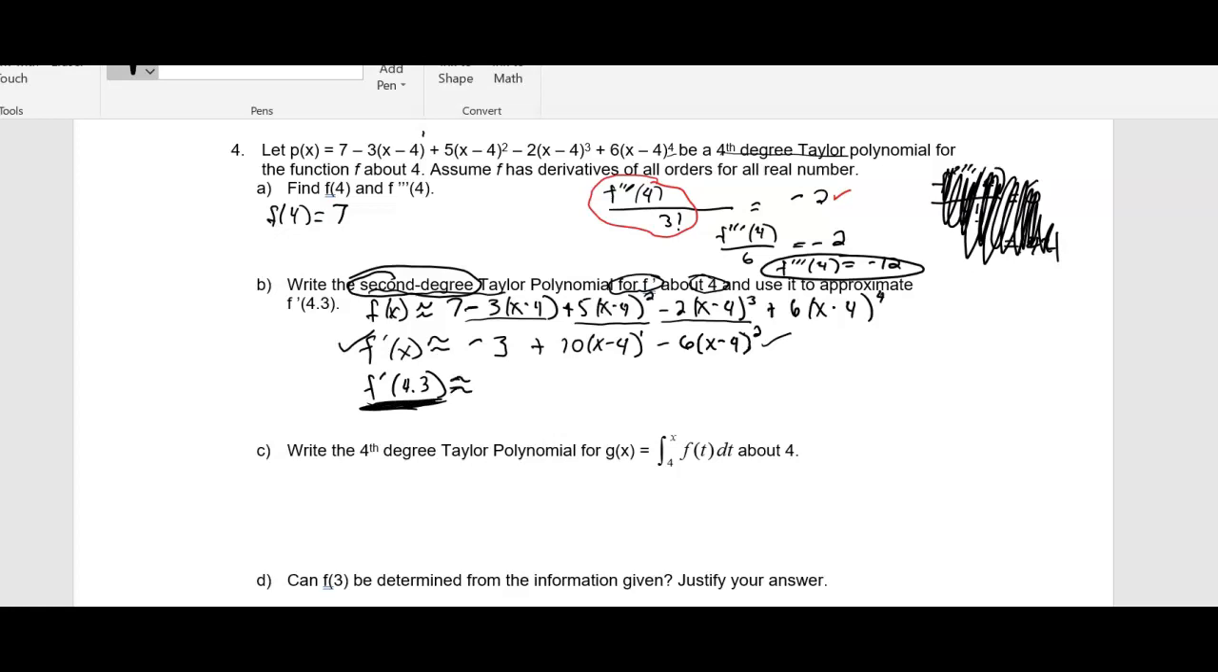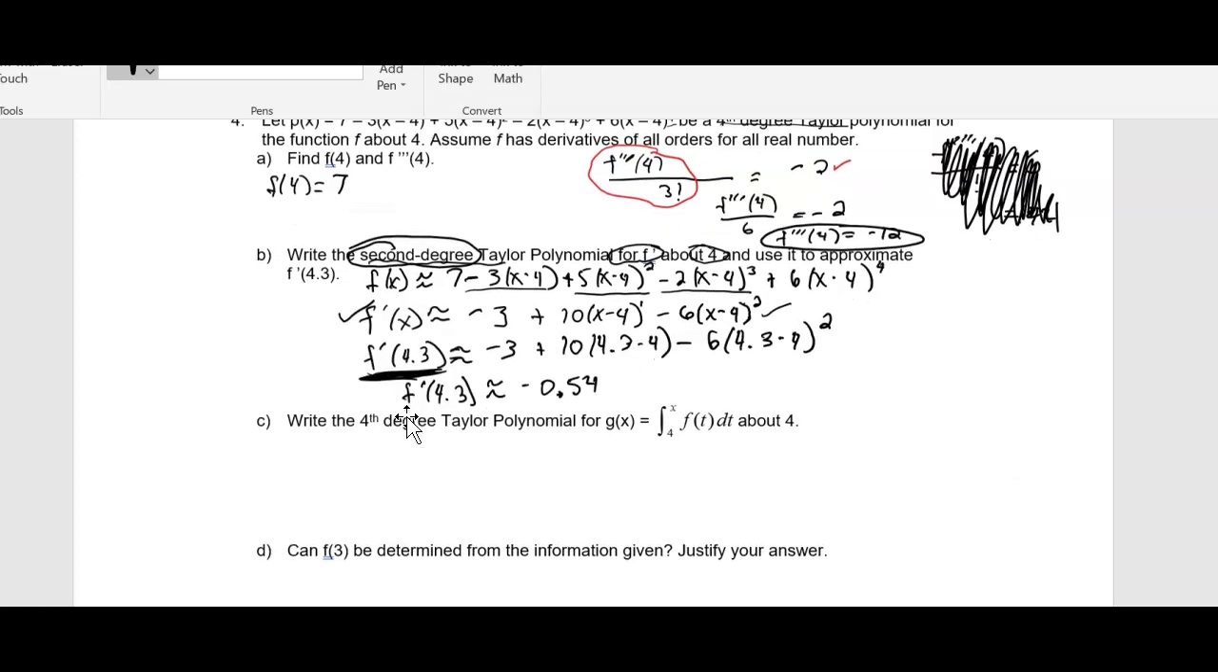So for 4.3, definitely use an approximation symbol. They will hack off a point very quickly with this. You then go over here, wherever you have an x, you are plugging in 4.3. All right, throw that into our calculator. And it should tell us that f prime of 4.3 is approximately negative 0.54.